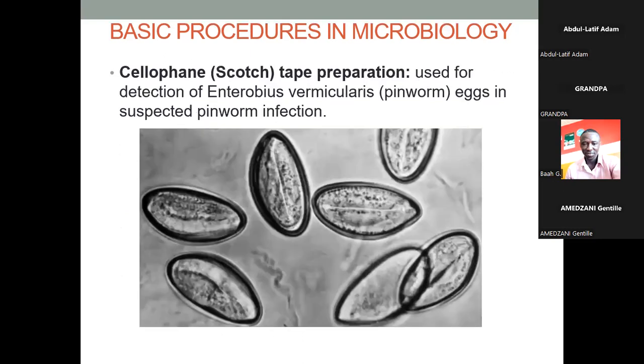There's also a certain procedure in microbiology. Of course, technically it is in parasitology. And because I want to touch on some small procedures, I decided to also touch on this. There's a procedure called the cellophane tape test, or the cellophane tape preparation. We also call it the Scotch tape preparation. Cellophane, I'm sure all of us know what we call sellotape. It is actually called cellophane. The Scotch is just a name attached to the cellophane.